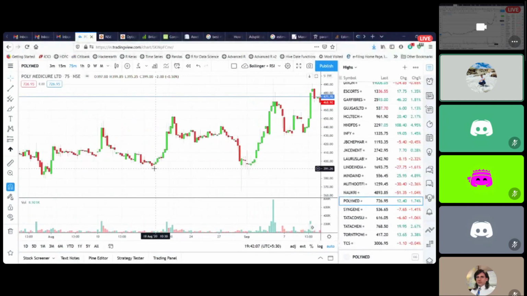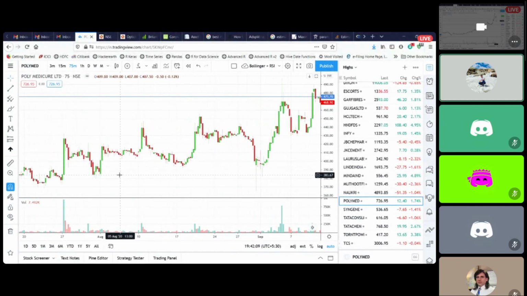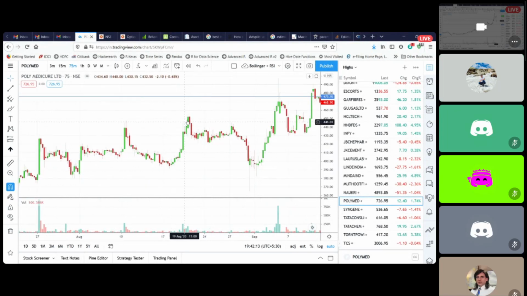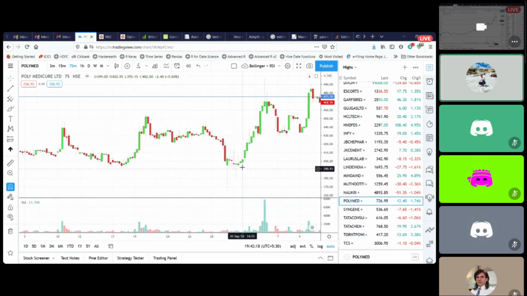Again, same scenario. Now we know the support region is the 380 to 400 zone. Again, this high is at 456. It came down again. Now it made lots of candles at the support zone, and gave this big green candle here. I went long at 412. Again, set the target for 456. It hit my target right here.